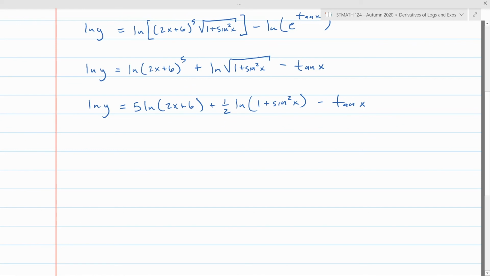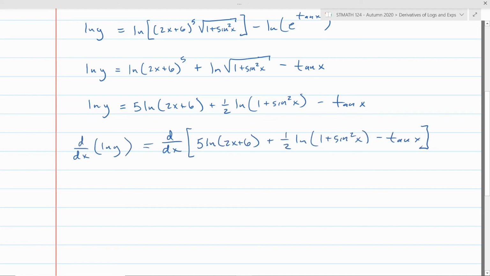Well, that's about as good as we can do with simplifying things using the properties of logarithms. So now I'm at the point where I want to implicitly differentiate. I'm going to differentiate both sides with respect to x. On the left-hand side, just like before, you get 1 over y times y prime. On the right-hand side, the derivative of the first term would be 5 times 1 over 2x plus 6, and then times the derivative of the inside function, which is 2.